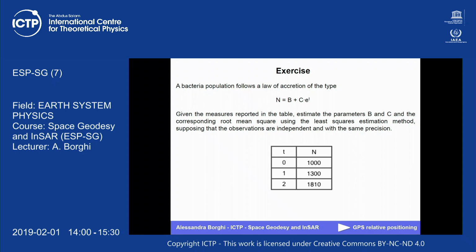A bacteria population follows a law of creation of this type. This is the bacteria population, the number of bacteria. Given the measurements reported in the table, I just use 3 measurements to simplify the computation, of course. Estimate the parameters B and C and the corresponding root mean square using the least square estimation method, supposing that the observations are independent and with the same precision.